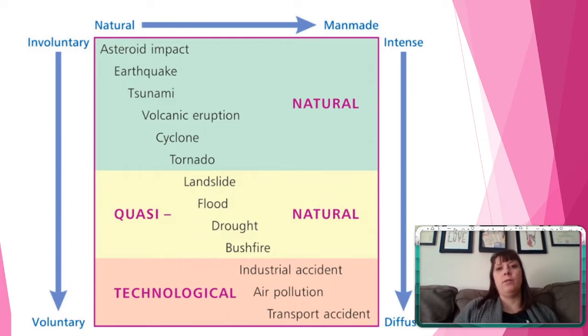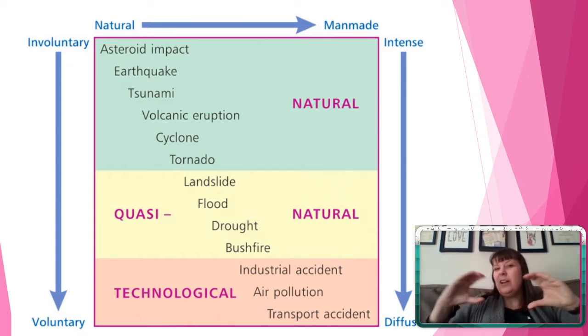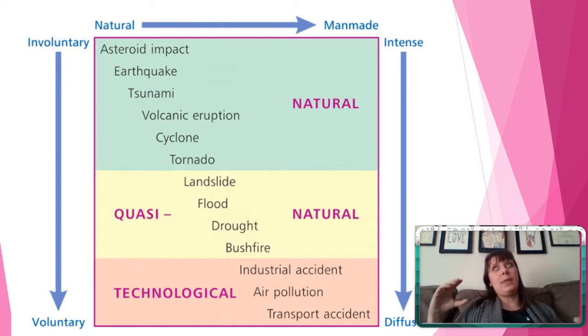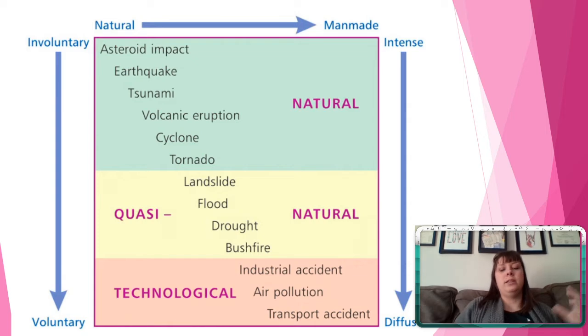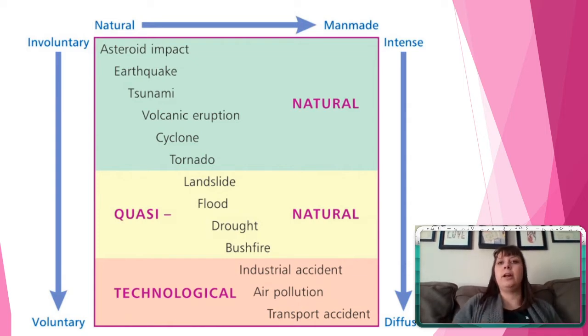Using too much of water in different places. Bushfires, right? It could be lit by human or it could be lightning. So it's that weird kind of middle zone where it's like, I mean, it is natural, but also, right, there's this element of man-made stuff. Technological is our completely man-made stuff, so it's industrial accidents, air pollution, bus accidents, train accidents, stuff like that.